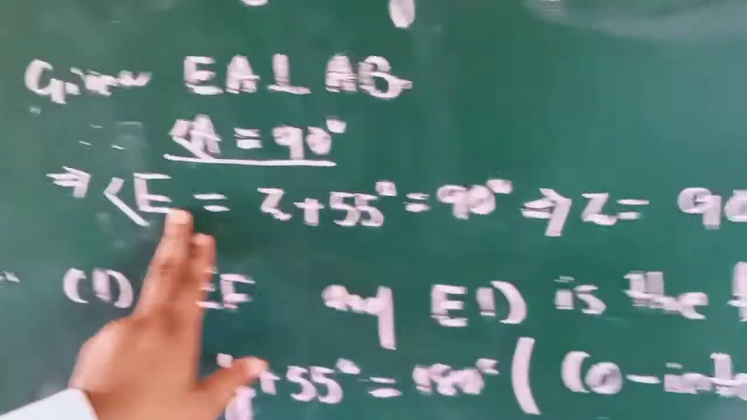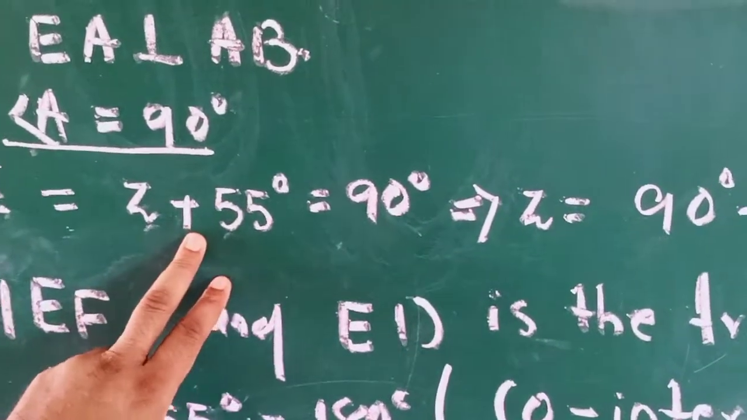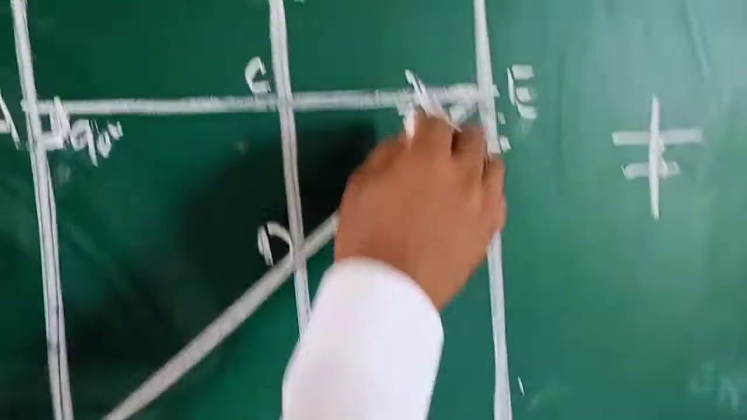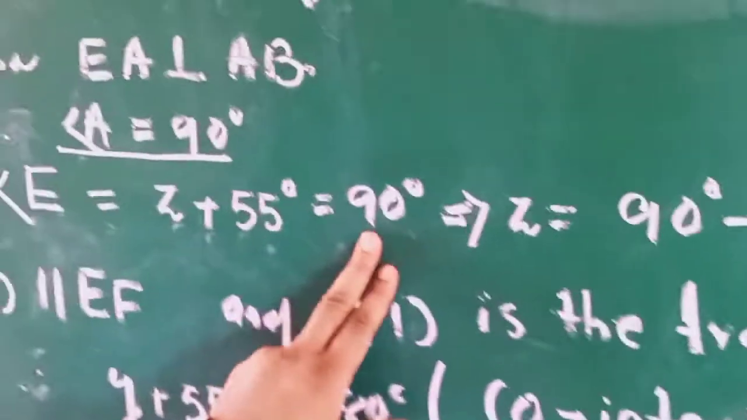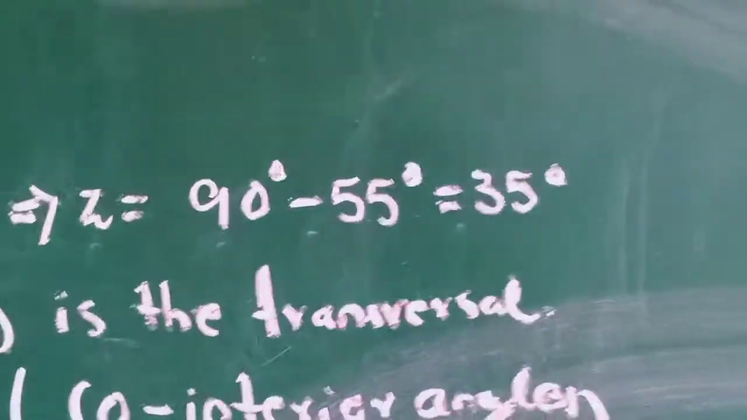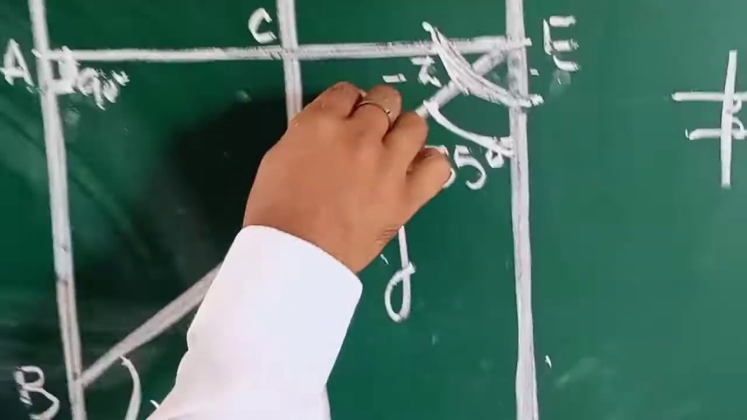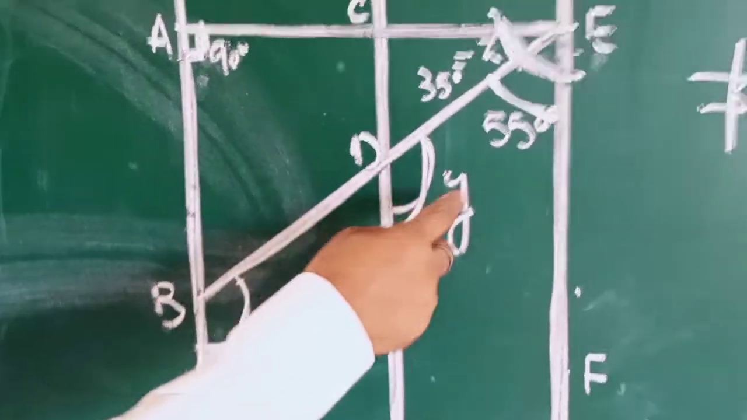But in place of E, you can write z plus 55 is equal to 90 degrees, because angle E is the sum of z plus 55. So z plus 55 is 90, which implies z is equal to 90 minus 55, which is 35 degrees. So angle z is equal to 35 degrees. Understood? Now we have to find x and y.